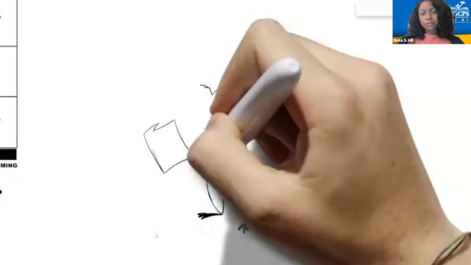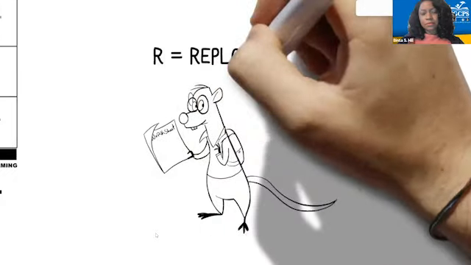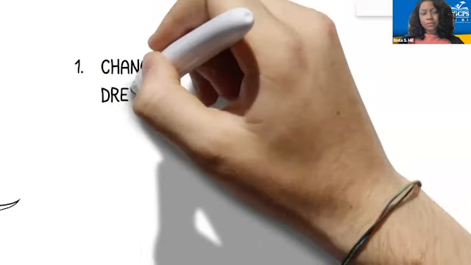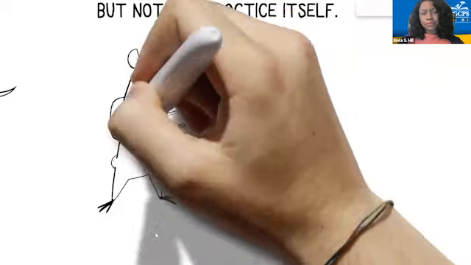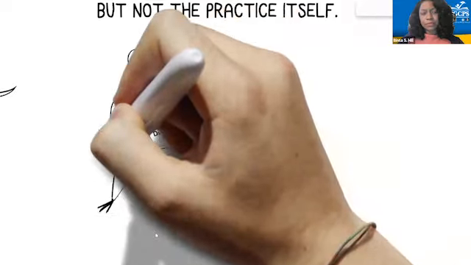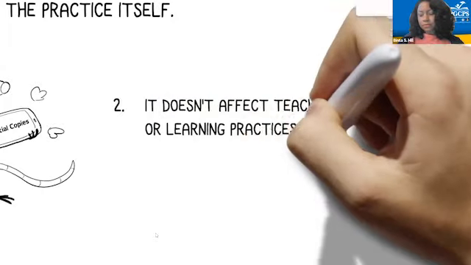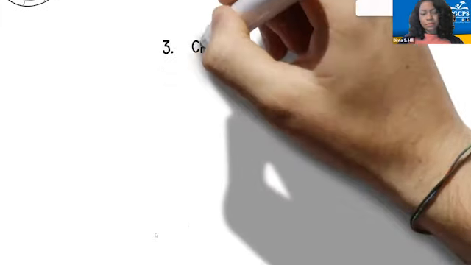Let me introduce the RAT model. The first letter R represents replacement. Replacement can mean the following. 1. Changes the appearance or dressing of our practices, but not the practice itself, making digital copies of traditional practices, recycling instruction. 2. It doesn't affect teaching or learning practices and behaviors. 3. Can still be a useful use of technology because it can increase access.